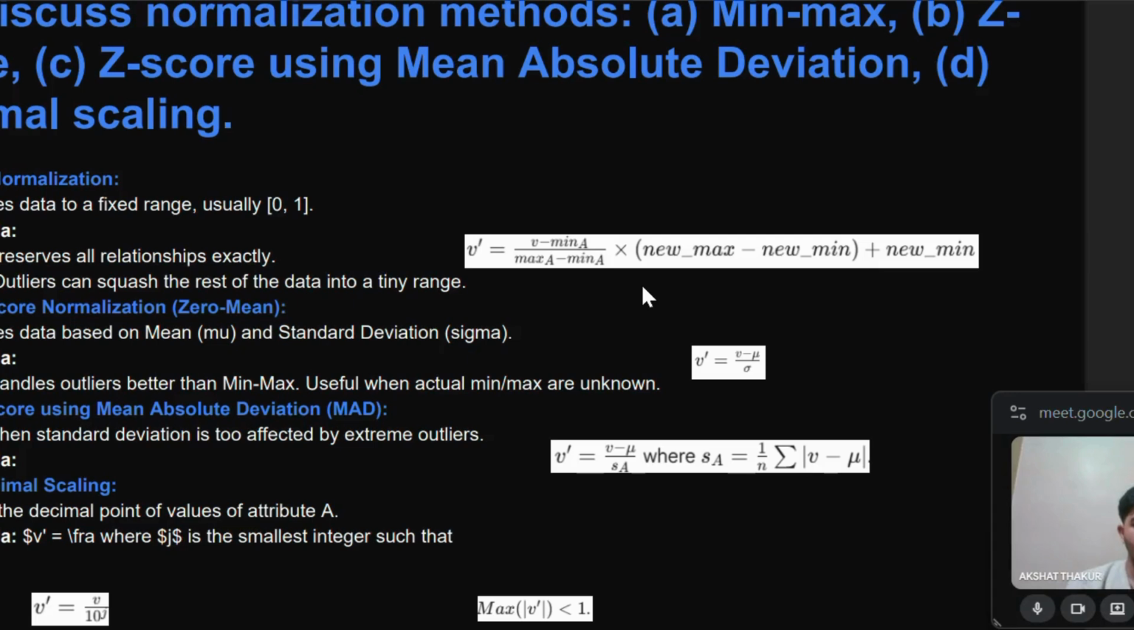Z-score using mean absolute deviation is used when standard deviation is too affected by extreme outliers. The formula is v' equals (v minus mu) divided by S_A, where S_A equals 1 by n times the sum of the absolute values of v minus mu.